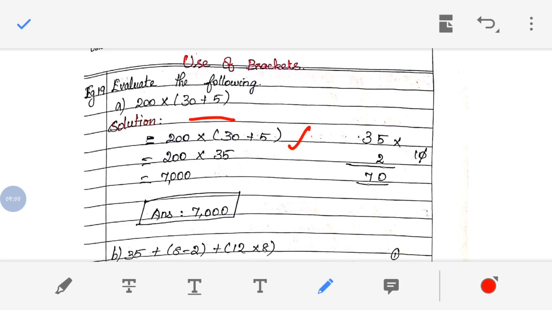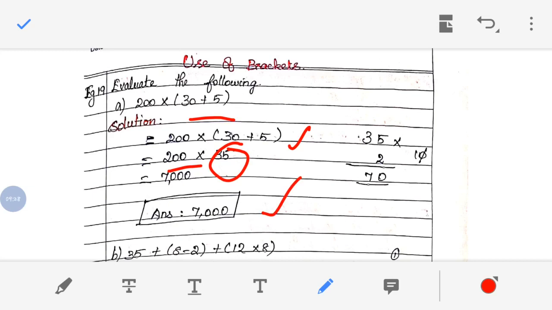30 plus 5, that is 35. Then only one more operation is left, that is multiplication. So 200 into 35, simply you can multiply 35 with 2, then you will get the answer 70. Then you have to add 2 more zeros, because 200 has 2 zeros. So it will be 7,000. Like this you have to calculate the answer.